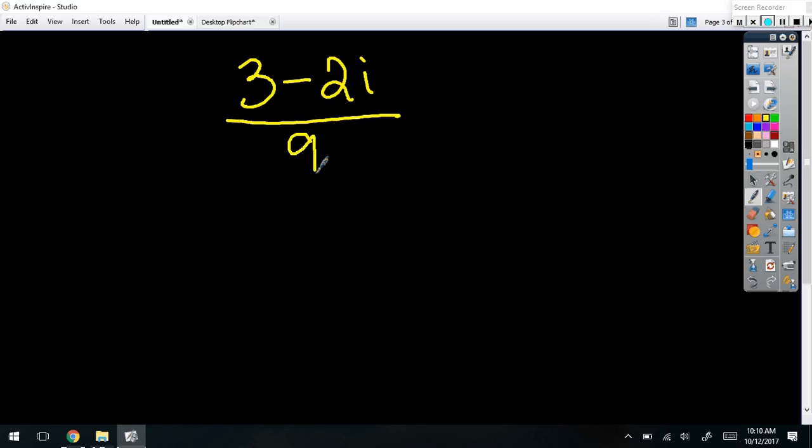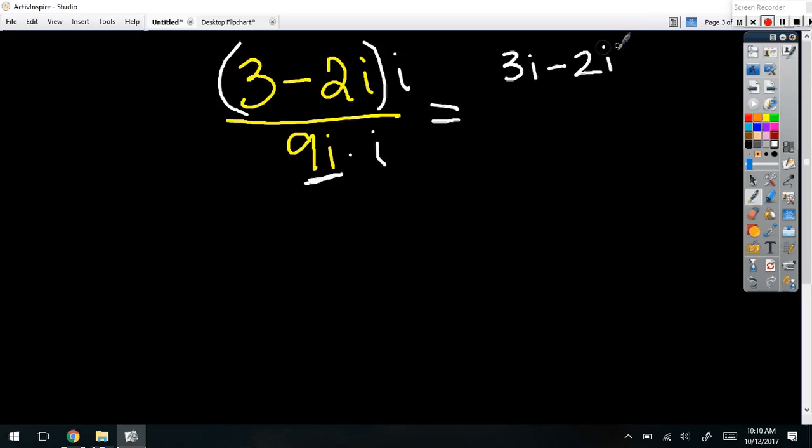9i. I've got a complex number up top and an imaginary number in the bottom. Let me write out all the steps this time and maybe it'll clear things up. If you got it, go ahead and work through it as I work through this one, if you're confused. Up top, because the bottom is imaginary, I'm multiplying by i. Now up top, I need to distribute this i through. So I get 3i minus 2i squared, divided by 9i squared.